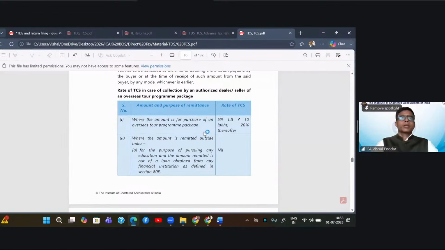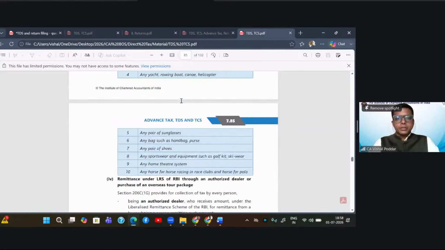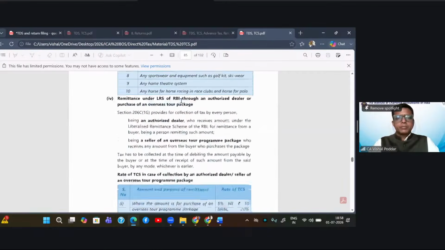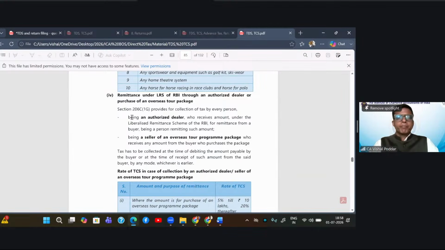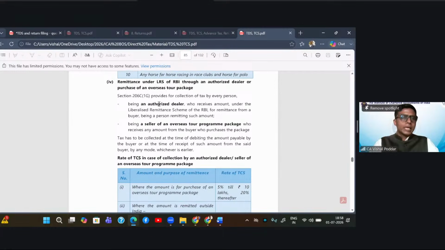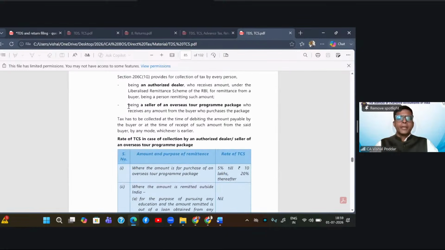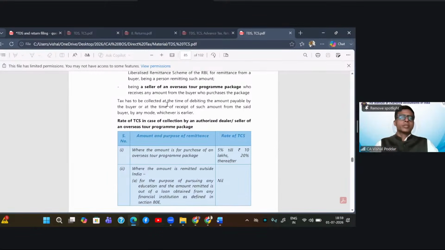Now, what are the provisions? Remittances in case of foreign tour packages. Section 206C(1G) provides for collection of tax by every person who should be the collector. He should be an authorized dealer who receives an amount under the Liberalized Remittance Scheme, which is LRS of the RBI, for remittance from a buyer, or being a seller of an overseas tour program package. So the first condition is met in our question. The provider is an overseas tour program package seller, so the first condition is satisfied.